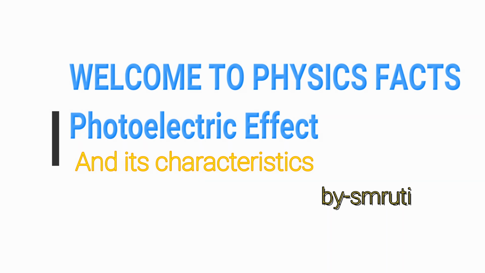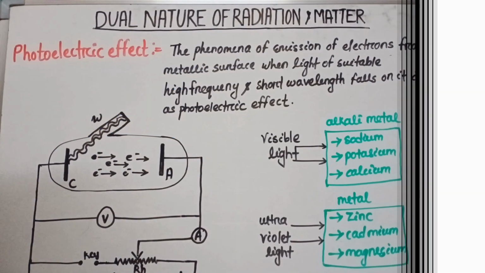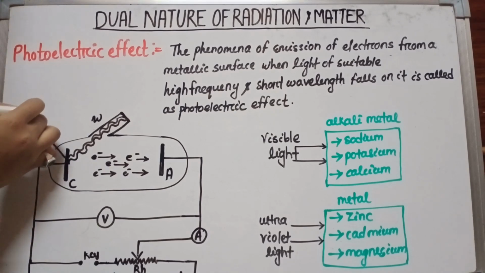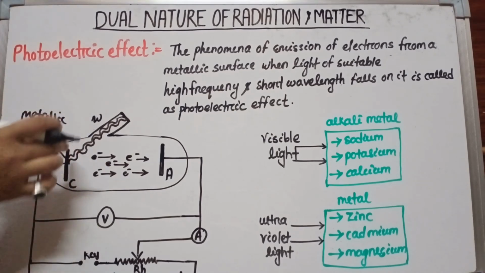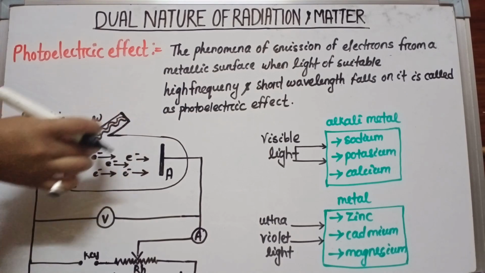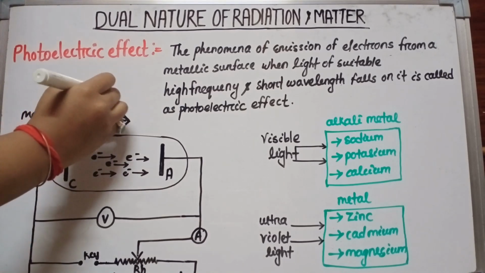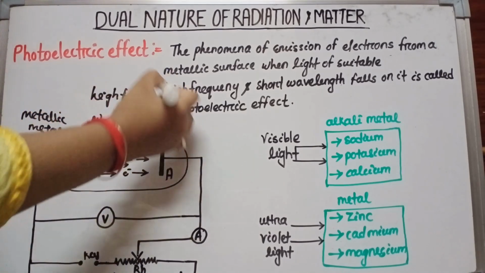Today we discuss the photoelectric effect. The phenomenon of emission of electrons from a metallic surface when light of suitable high frequency and short wavelength falls on it is called the photoelectric effect. That means here we consider the metallic surface, and a suitable radiation falls on it. Suitable radiation means radiation which has high frequency and short wavelength.